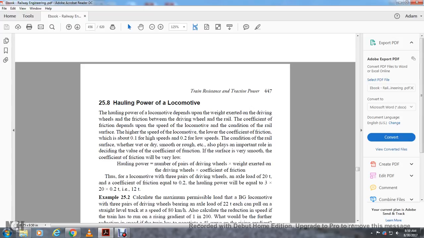Thus, for a locomotive with 3 pairs of driving wheels, the axle load is 20 tons and the coefficient of friction is 2/10. The hauling power is equal to 3 times 20 times 2/10 tons, which equals 12 tons.